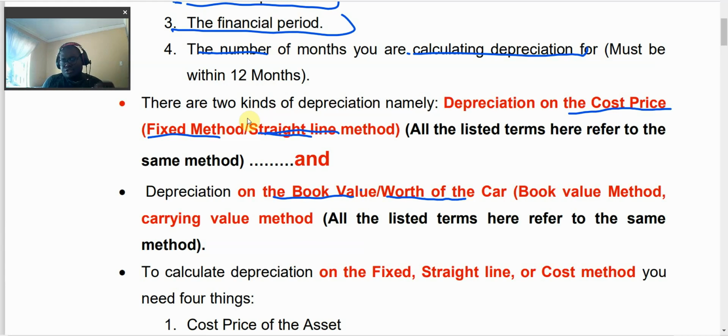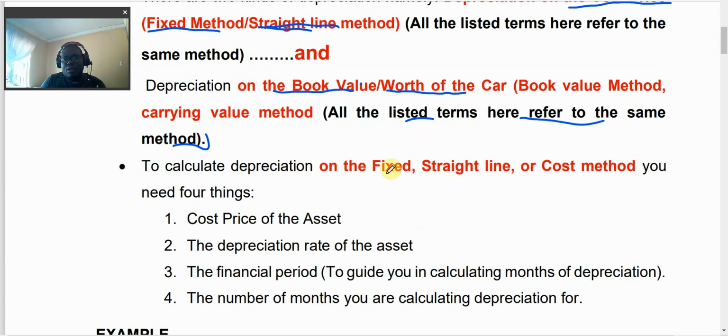And then you need to know the synonyms for this method. This is known as the book value method or carrying value method. So you must know the interchanging words that they use. If they say book value method or carrying value method, you must know that all the terms they're telling you refer to the same thing. It's one method. And then you must know how this is differentiated from the cost price method.